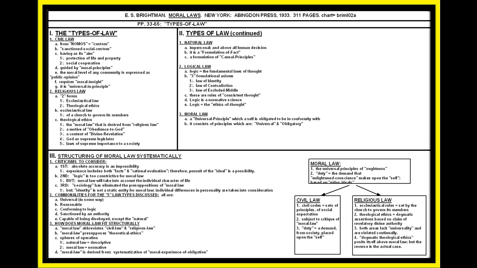And then we come to moral law. Now, moral law must be understood from Brightman's unique perspective. It is the universal principle which a self is obligated to be in conformity with. It consists of principles that are universal and obligatory. Universal and obligatory and dynamic, I would add. For Brightman, it's principles that are universal, obligatory, and dynamic. I'm going to add that. I didn't put it in print, but I'm going to add that also. And by dynamic, I mean non-dogmatic.